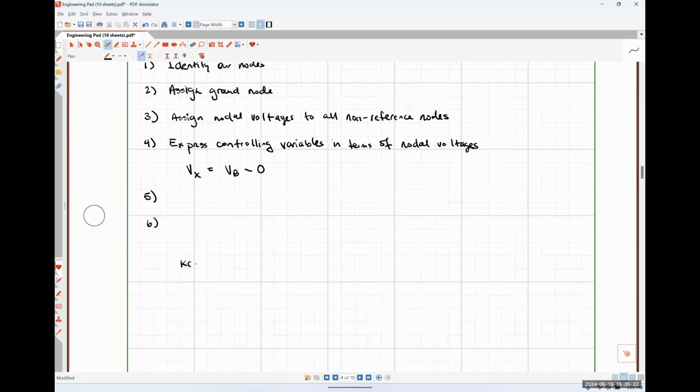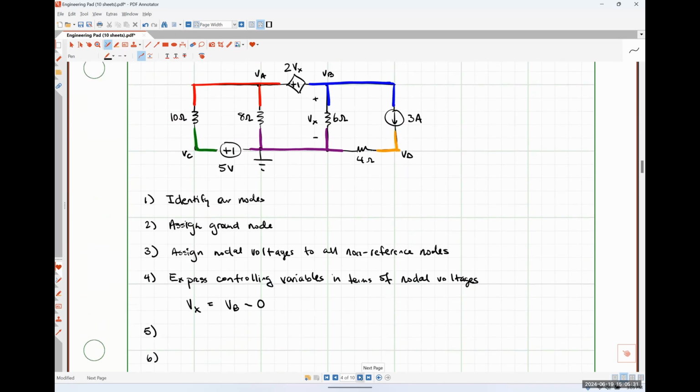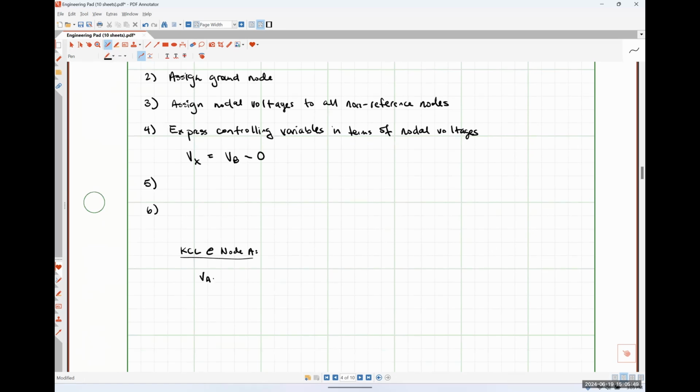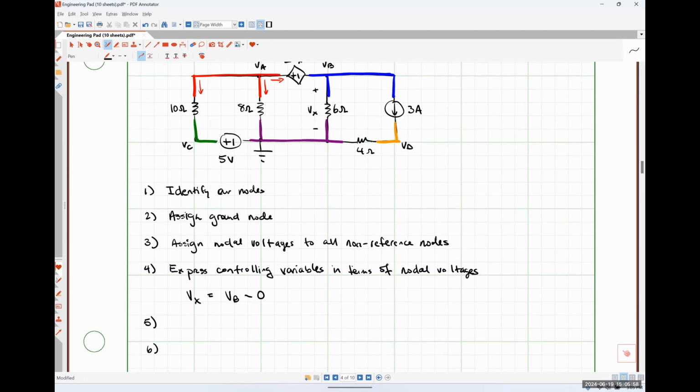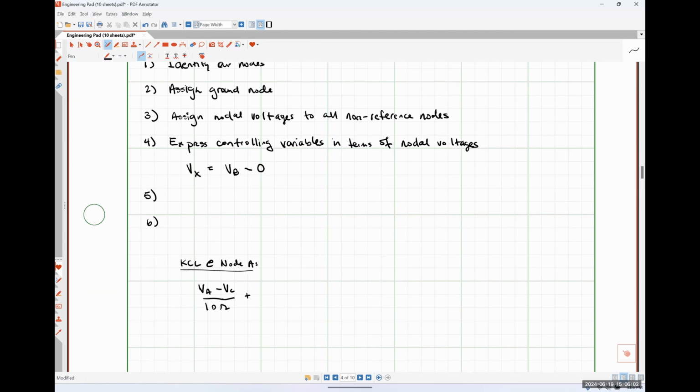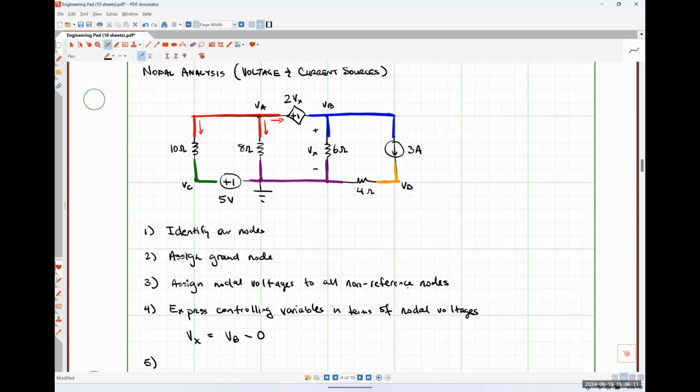So if we were to apply Kirchhoff's current law at node A, right? So that's this current up here. We would be adding this current plus this current plus this current together. So the current flowing down through the 10 ohm resistor is just going to be VA minus VC over 10 ohms. That's pretty easy. The current flowing down through the 8 ohm resistor is just going to be VA over 8 ohms. And then the current flowing to the right through the dependent voltage source, I was going to say a bit harder, but it is much more than a bit harder. It is literally impossible for us to express that current in terms of our nodal voltages.